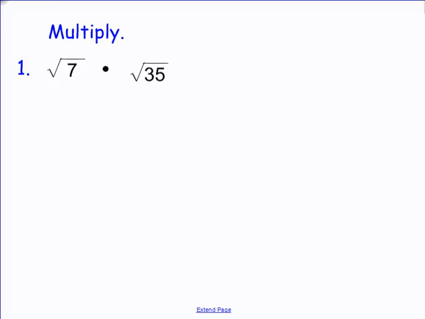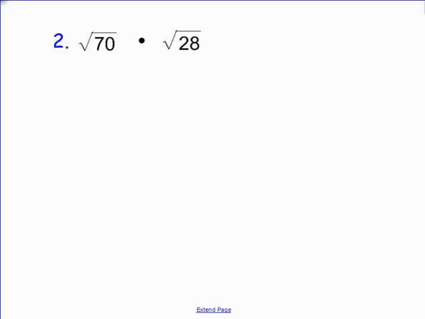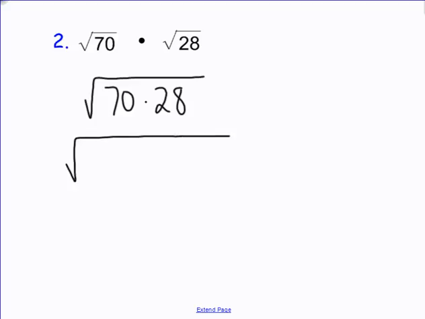When I multiply, now these are already done for you, number 1. Okay, you're going to put them underneath the same radical. So if I look at number 2, essentially since they're both square roots, this is really 70 times 28. You can put them underneath the same radical with multiplication. And now you're just going to be breaking them up into pairs.